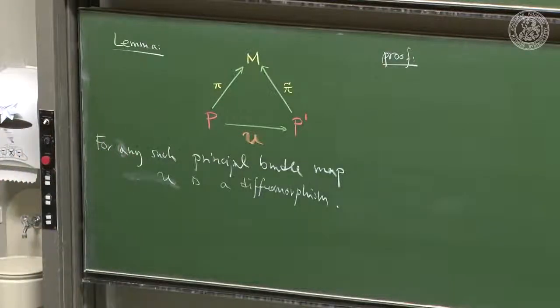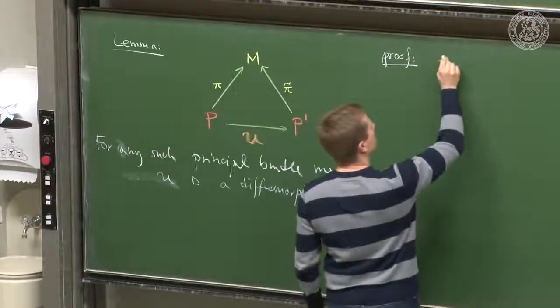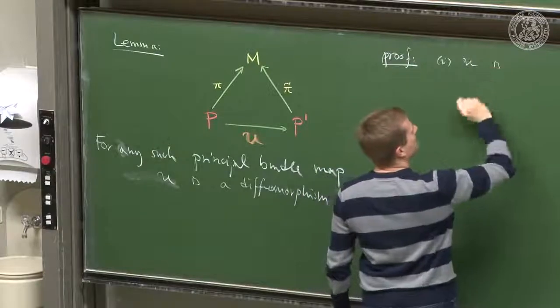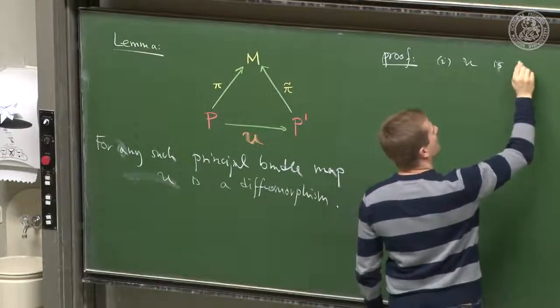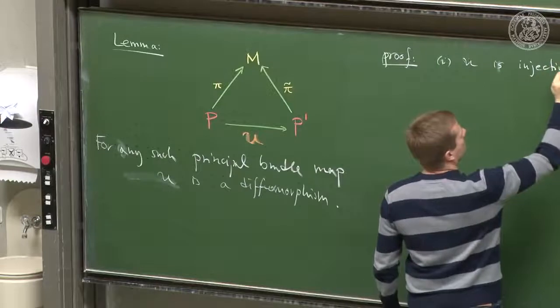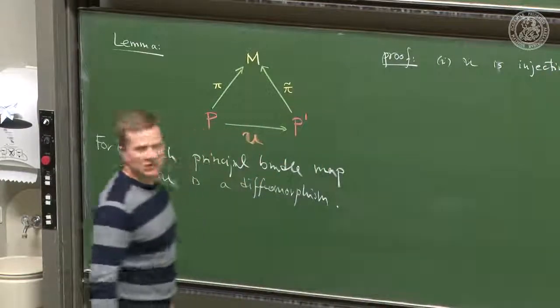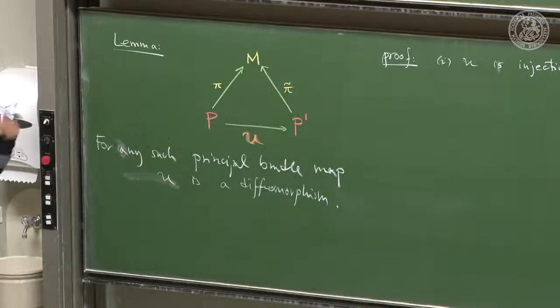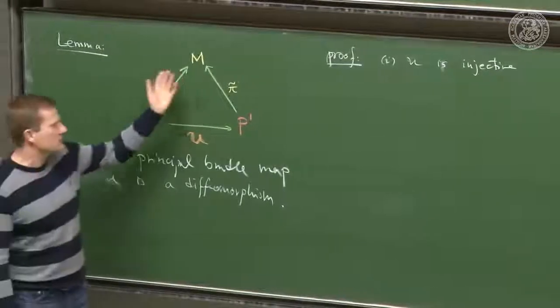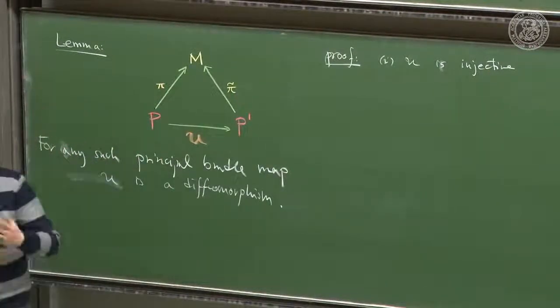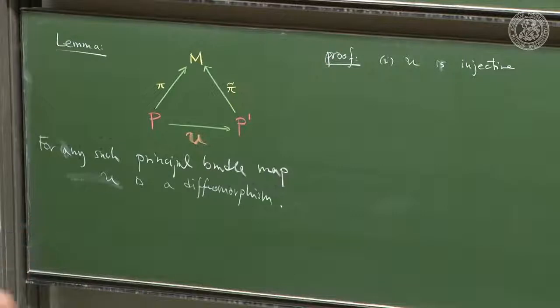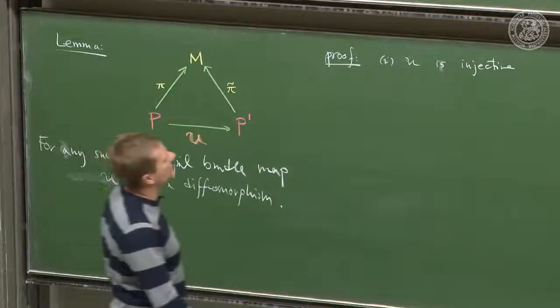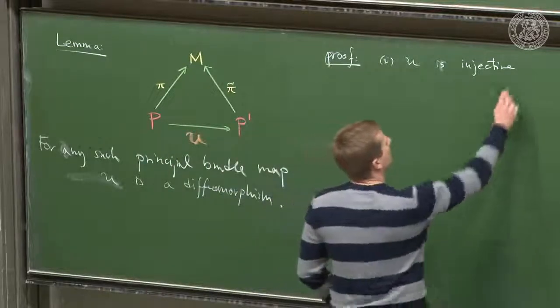So what do we need to show? We need to show, first, that U is injective. And then we show that U is surjective, and then one can also investigate whether all the constructions preserve the smoothness, and that will also be the case. But if it's injective and surjective, it's invertible, and then the rest follows. So the interesting part is that U is injective.